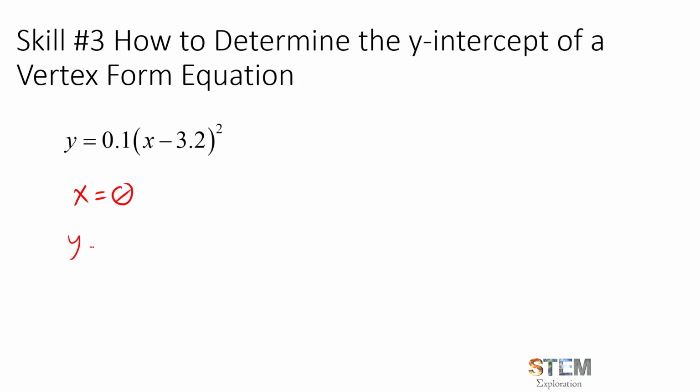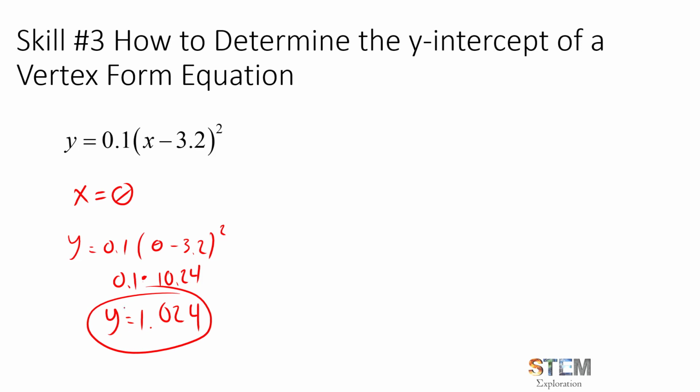And so we can just say y is equal to 0.1, and we plug 0 minus 3.2, and we square that. If we square 3.2 and multiply it by 3.2, we should get 10.24. And if we get 10.24 and we multiply that by 0.1, we would find that the y-intercept for this given point would be 1.024. And it can be as simple as that to find the y-intercept for this given situation, because you understand that the y-intercept is always where x is equal to 0.